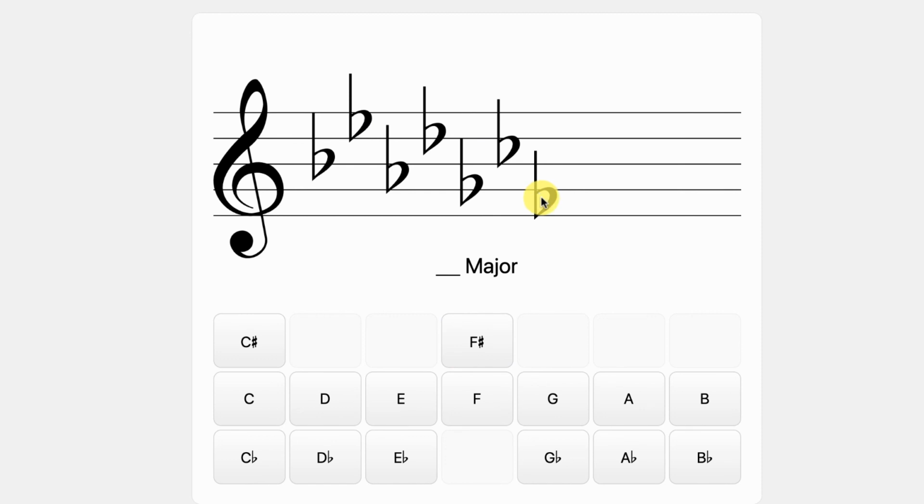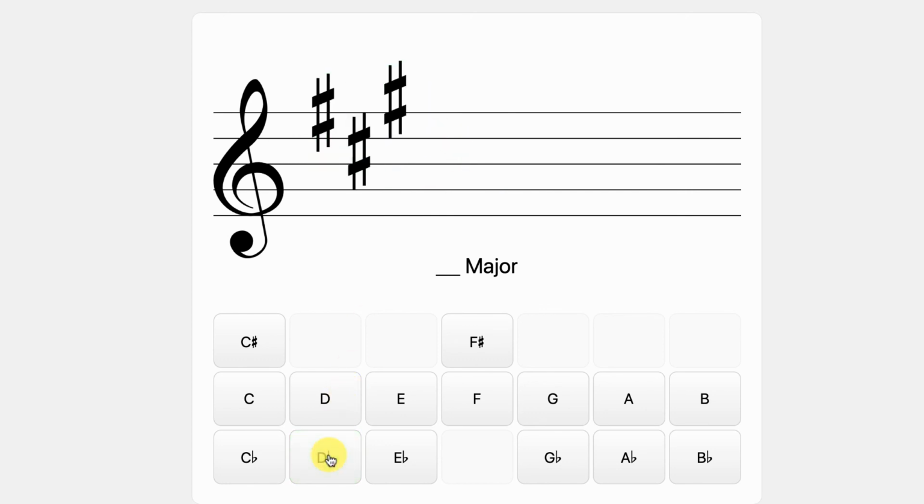1, 2, 3, 4, 5, 6, 7. We have seen that before. Second to the last is C flat. 1, 2, 3, 4, 5. That's D flat. I'm going to go faster. For sharps, you go to the last one. That's a G. The letter after G is A, so that's A major.